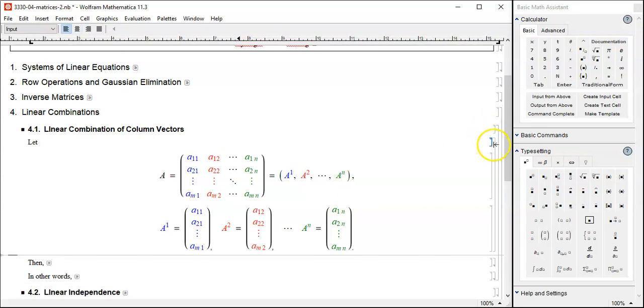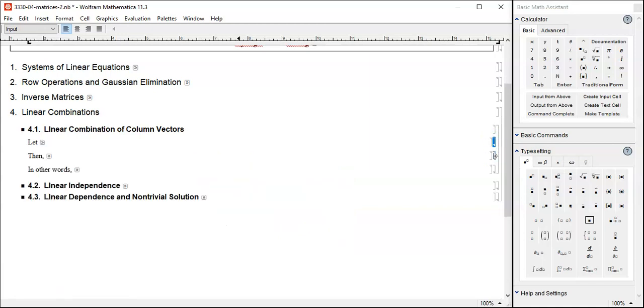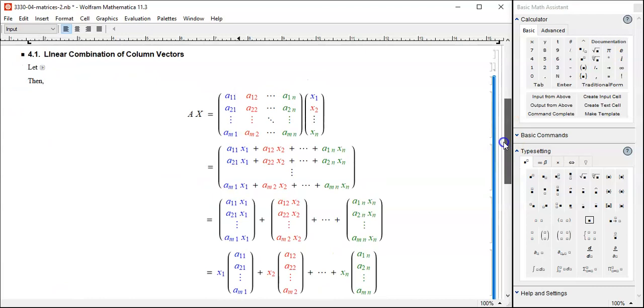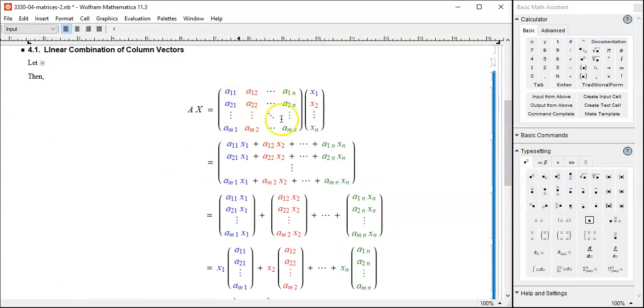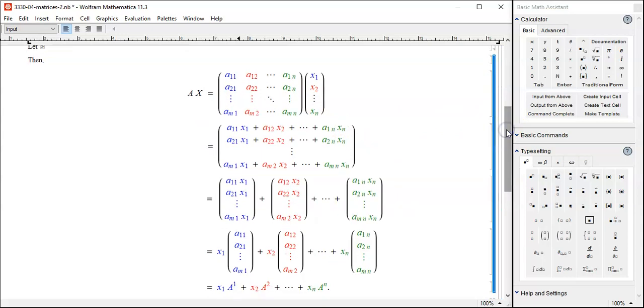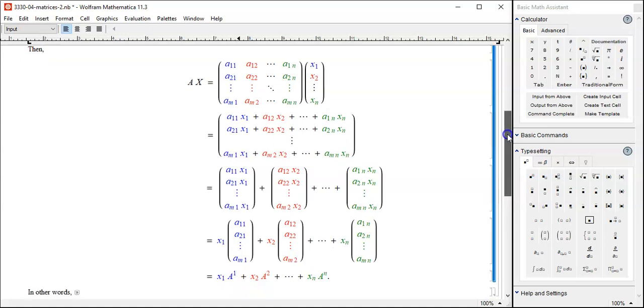Okay, so much for the notation issue, and let's go over to the computation. Let's go to the main computation. Let's consider this, A times X, where A is an m by n matrix and X is an n-dimensional column vector, or n by 1 matrix.